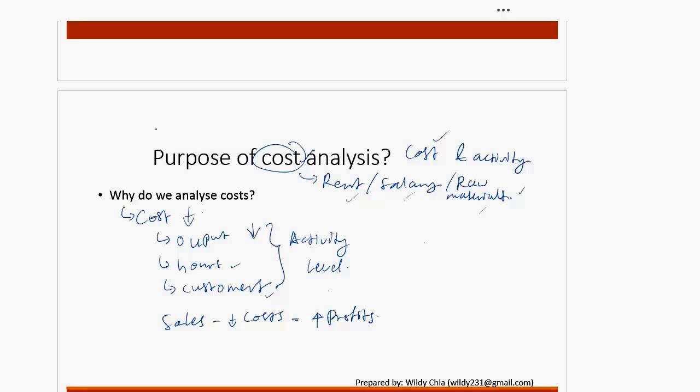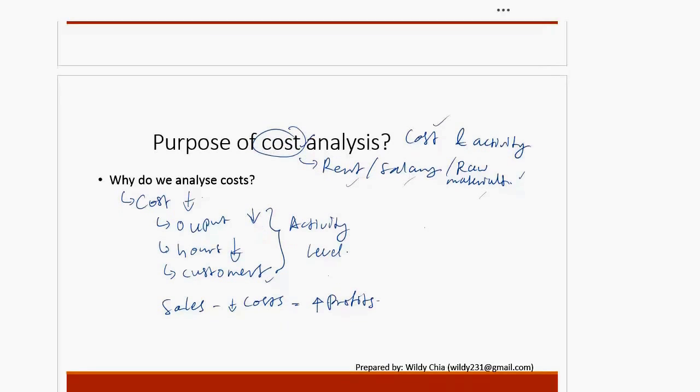Now the same applies for hours. If there are fewer hours worked, would costs be higher? If there are fewer hours worked, we believe that costs should also be lower. Of course, the reverse is true, where if people work more hours, then there are more costs. Which is why it's important to analyze costs.